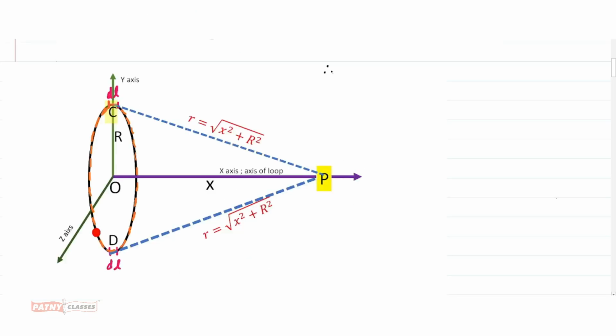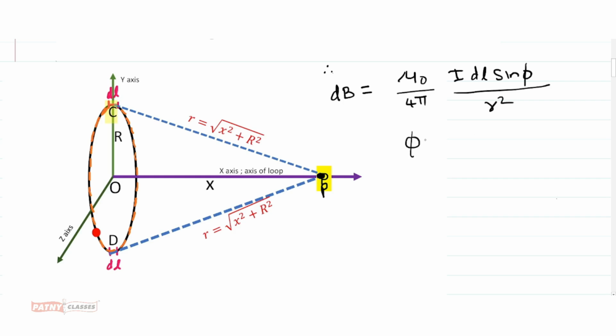Therefore, by using Biot-Savart law, we can find out magnetic field at the point P. This is the point P. At point P, we can find magnetic field due to small element dl. So, in scalar form, dB equals mu naught upon 4 pi multiplied by I dl sin phi divided by r square, where phi equals 90 degrees.